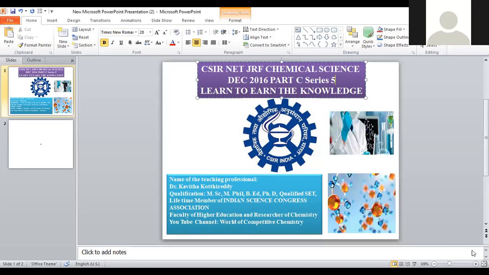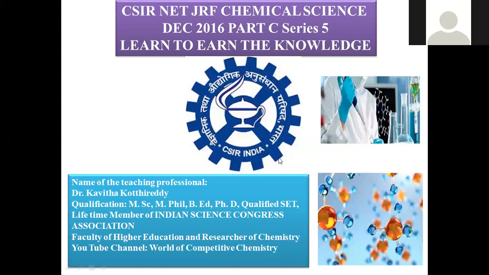In today's session, we are going to start with CSIR NET JRF Chemical Science, December 2016, Part C, Series 5. Earlier, we completed Part B of this session in a single session, and the 2016 June question paper was also completed. The 2017, 18, 19, 20 question papers are available on the channel called the World of Competitive Chemistry. So we are going to discuss CSIR NET JRF Chemical Science December 2016 Part C Series 5.